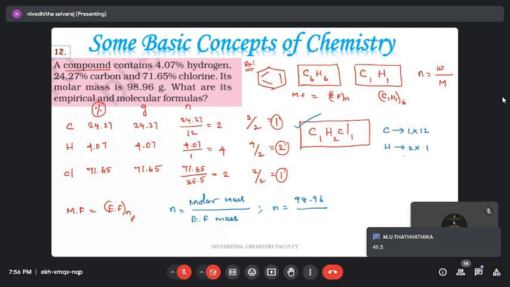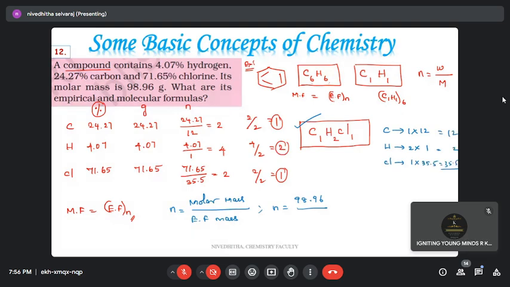So you just tell me what is the empirical formula mass of this compound? 49.5. 49.5. Approximately, what is the value of n? Approximately, just tell me the value. Sorry?